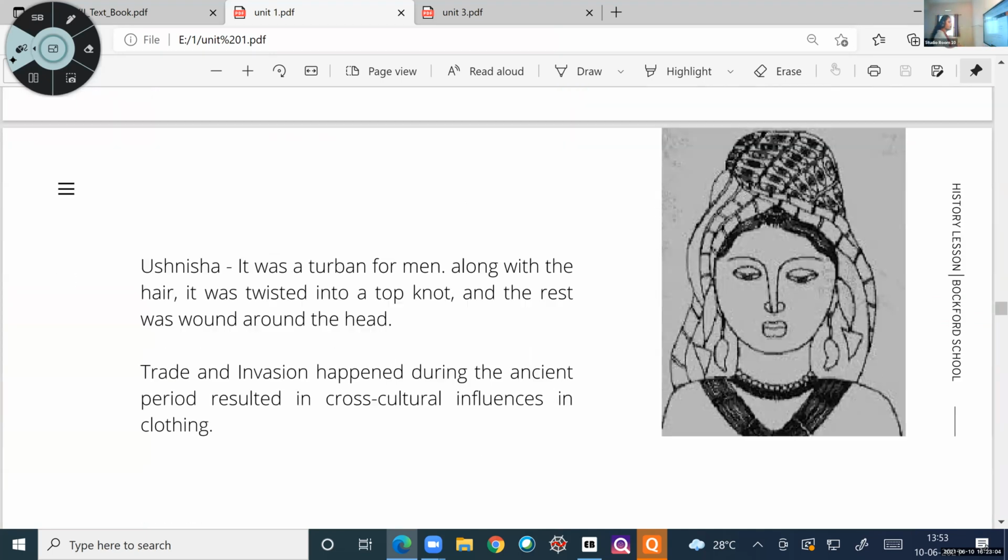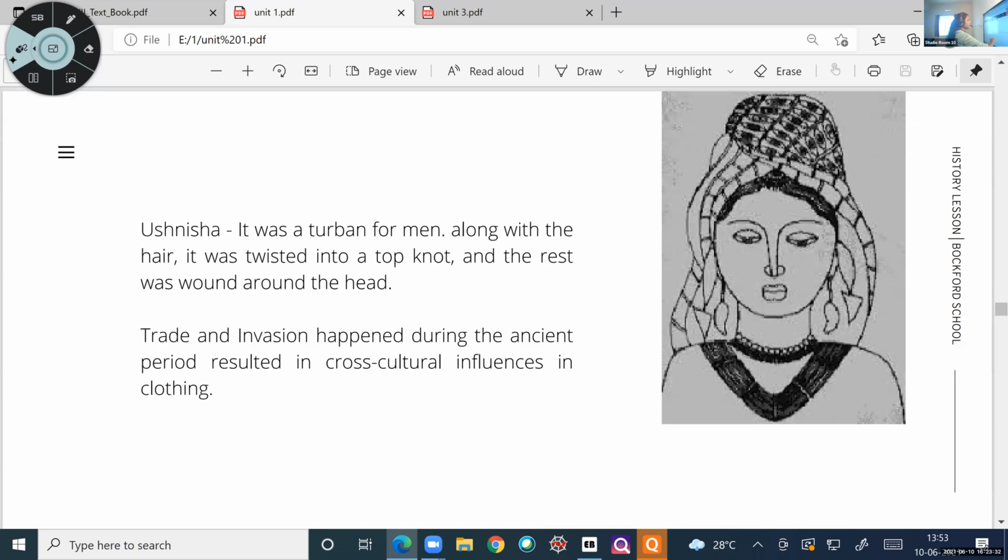So if the question is like, what is Ushnisa? And it comes for 2 marks. Will you just write it like it is a turban for men? Will you answer like that? Or will you explain how it is draped? Will explain, right? So you should read the topics properly.